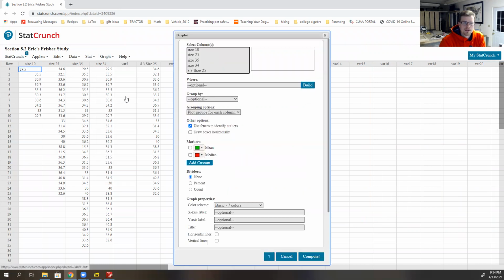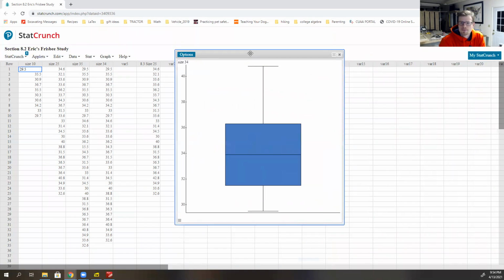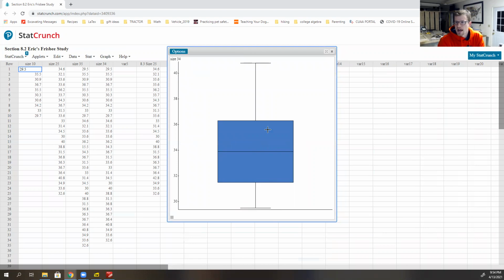Now, if you wanted to, you could also go ahead and find a box plot. There we go. I believe that's the one I want. And compute. Yep, there we are. And there's no dots or asterisks or anything like that. So yeah, we're good to go. No outliers.